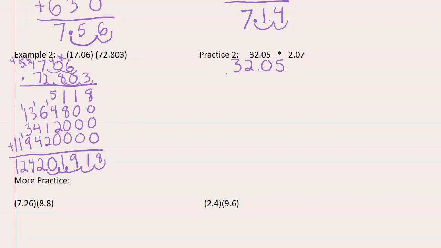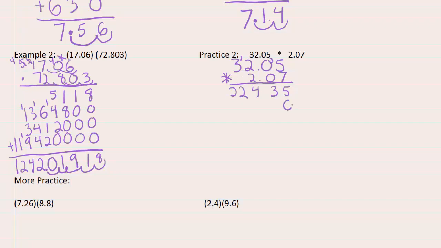So we'll go ahead and write up this multiplication. 2.07. Okay, so we'll go ahead and do 7 times 5 is 35, carry the 3. 7 times 0 is 0, plus 3 gives us 3. 7 times 2 is 14, carry the 1. And 7 times 3 is 21, plus 1 is 22.